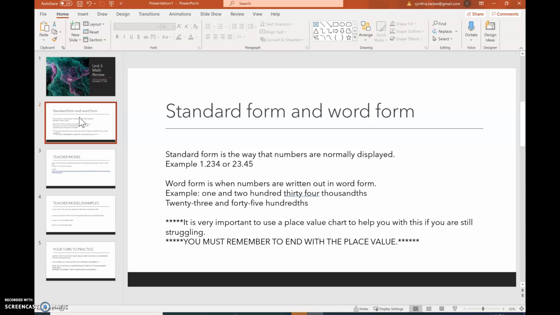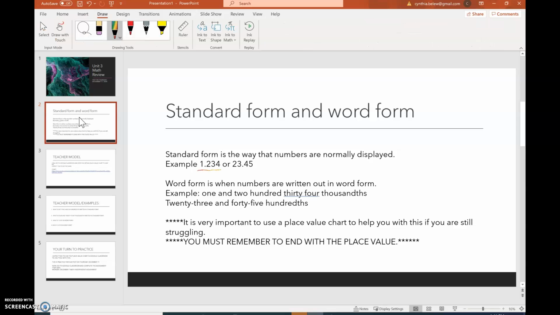Standard form is the way that numbers are normally displayed. An example is 1.234 or 23.45. And the way that I say this decimal is 1 and 234 thousandths. The way that I say this decimal is 23 and 45 hundredths.